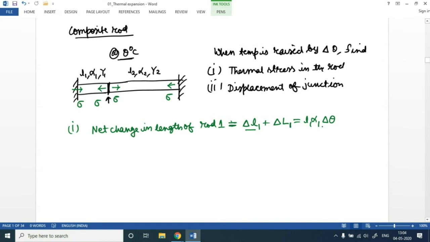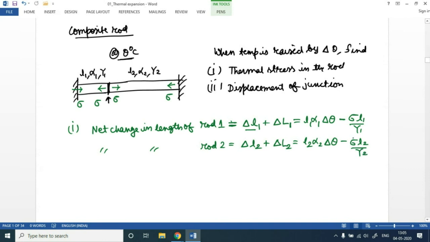Okay, that is expansion due to the thermal expansion. And due to the thermal stress, it will get compressed a little, so that would be, you can say, sigma L1 by Y1. Notice this negative sign over here because it would be under the compressive stress. And similarly, the net change in the length of rod 2, you can write as delta l2 plus delta capital L2 over here, and that would be equal to simply L2 alpha 2 delta theta minus sigma L2 by Y2.